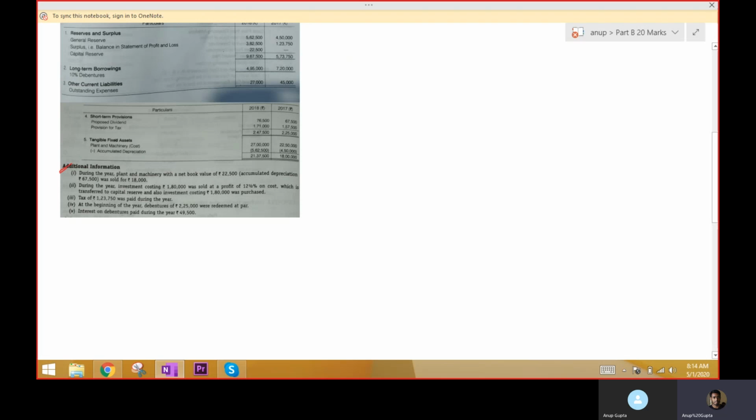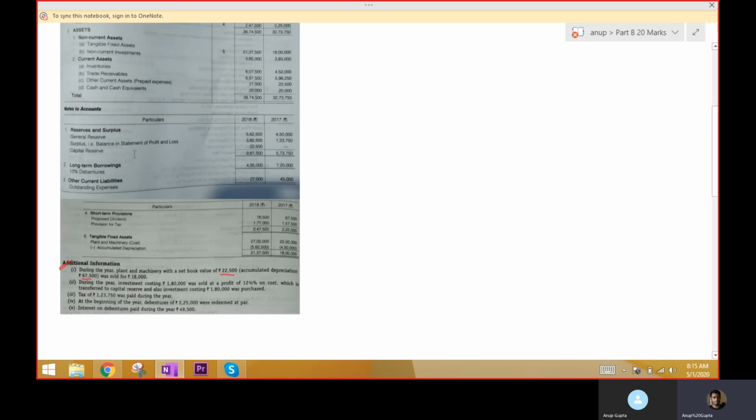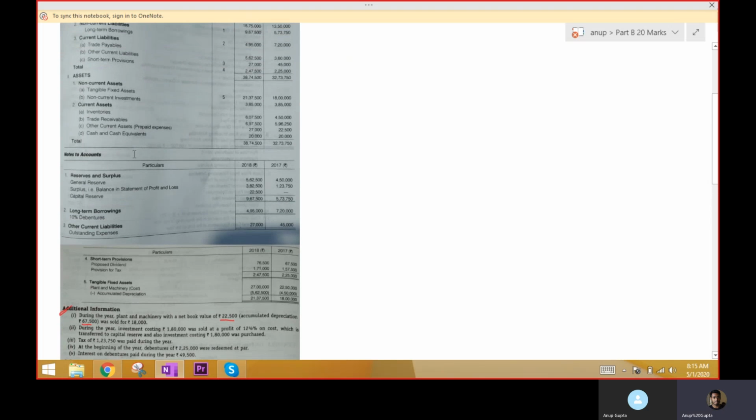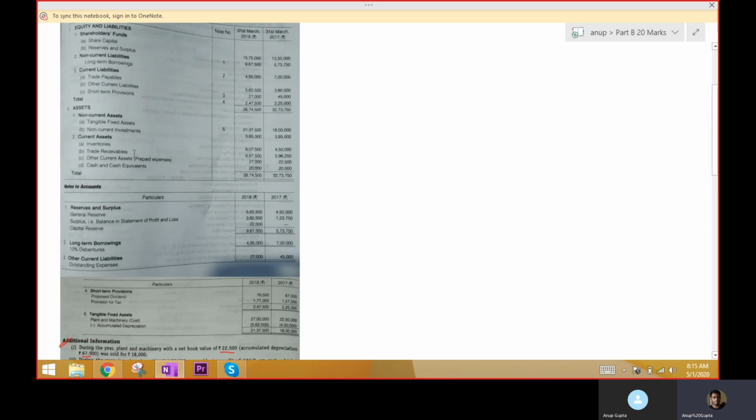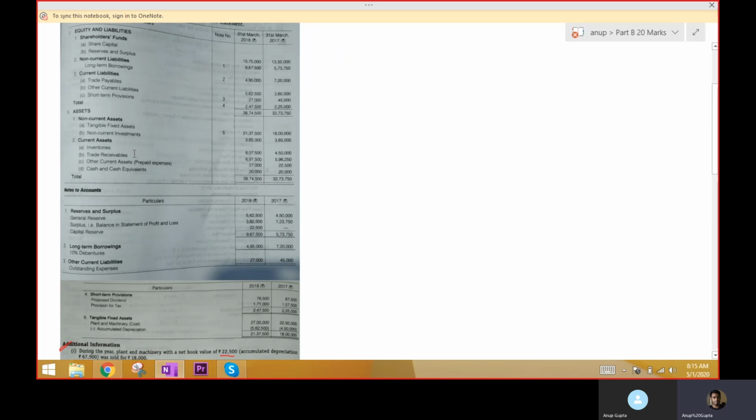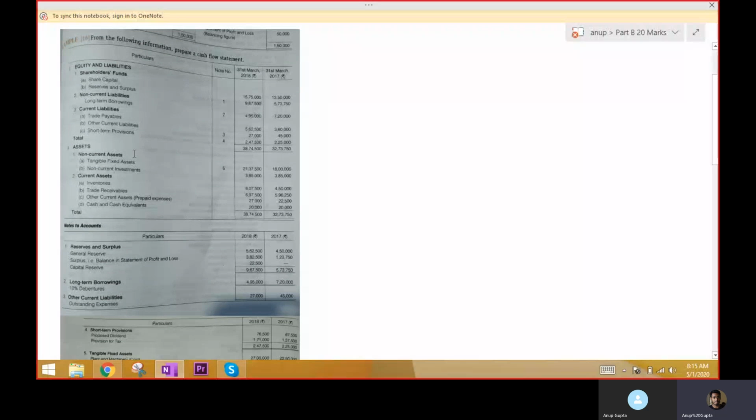The first additional information says that during the year, the plant and machinery with a net book value of 22,500, accumulated depreciation on this was 67,500, was sold for 18,000. Therefore, we have to make the accumulated depreciation and fixed asset account. Why? Because the business in the question is maintaining the fixed asset on cost basis.